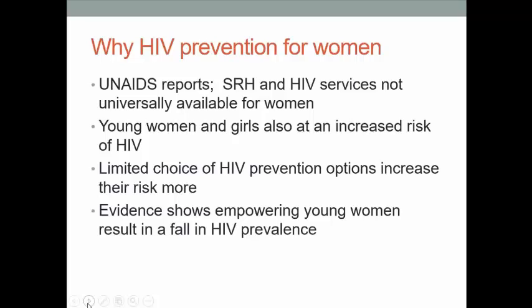But we're also saying that young women and girls are at increased risk of HIV infection. Of late, we keep seeing a lot of young women in age-disparate relationships, which put them in disempowered positions, such that they cannot negotiate for safe sex with their partners. To make it worse, the limited choice of HIV prevention options available for them increases their risk of HIV even more. But evidence is showing us that if young women are empowered, it usually results in a fall in HIV prevalence. So I guess what we are saying is that women need to be empowered so that they can be in control of their sexual health, and that is going to help us reduce the rate of new infections among women. Next slide, please.